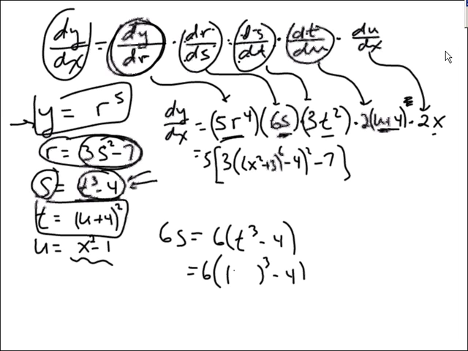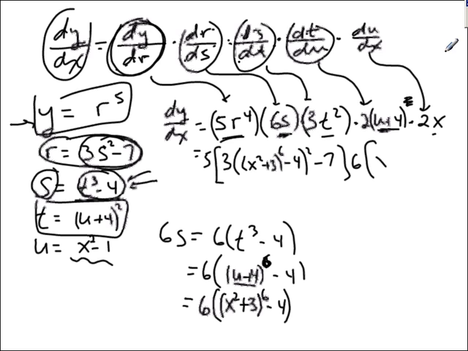But t is u plus 4 squared. So squaring it makes it 6. But u is x squared minus 1. Here, 6 times (x squared minus 1 plus 4) is (x squared plus 3) to the 6th power minus 4. So it's times 6s, which is 6 times (x squared plus 3) to the 6th power minus 4.